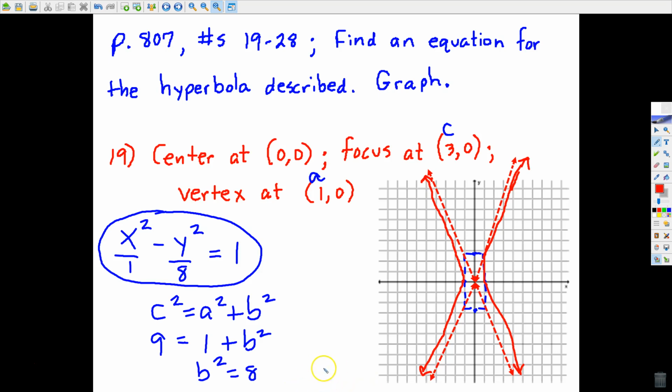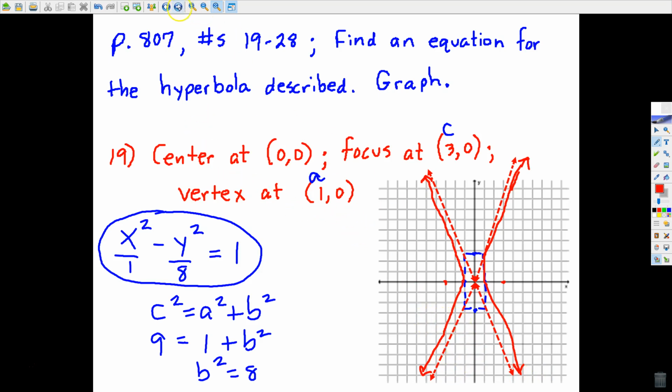Okay, and now don't forget, part of the graph will be to include the focal points. And we have a focal point at 3, 0. Remember, a focus is always inside the mouth of a parabola. Well, for a hyperbola, we have 2 of those. And so that is our final answer for number 19.